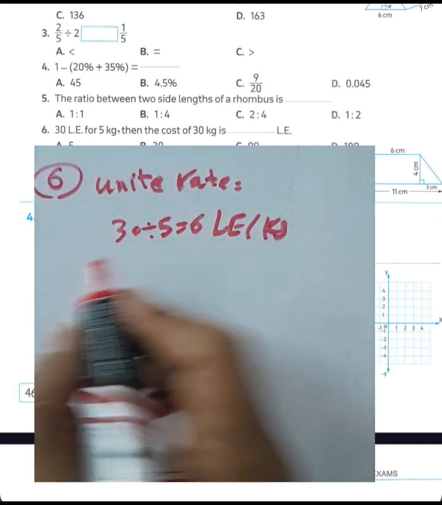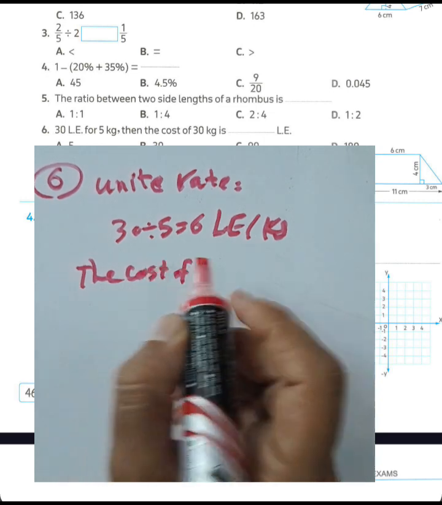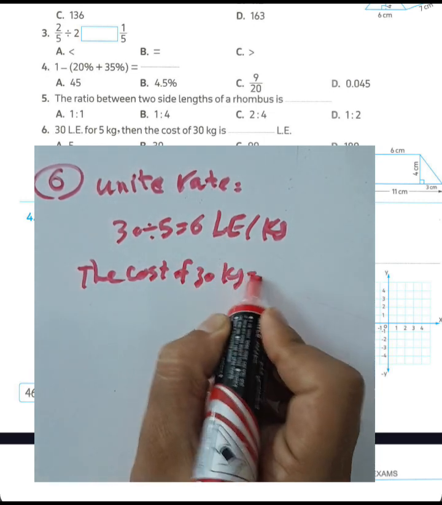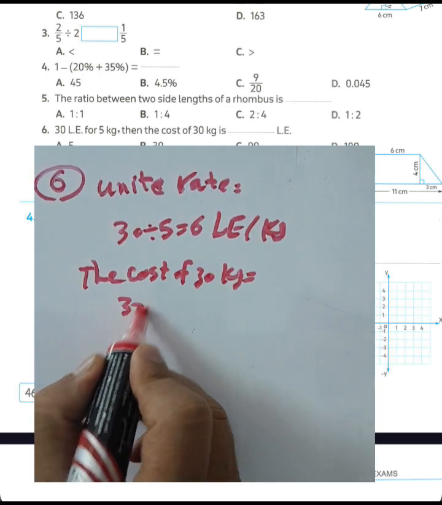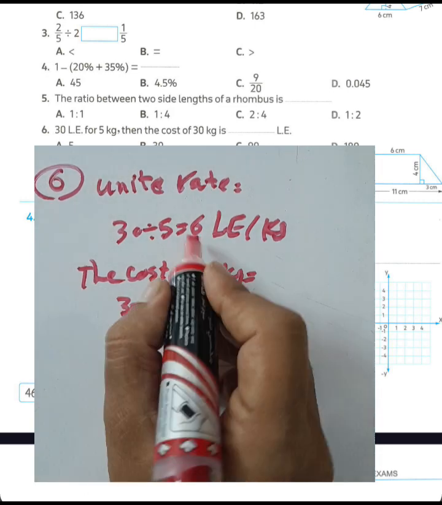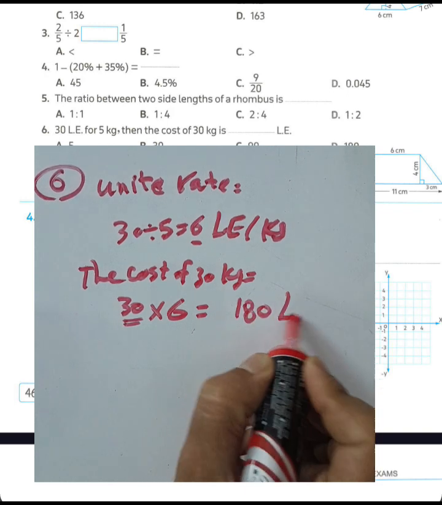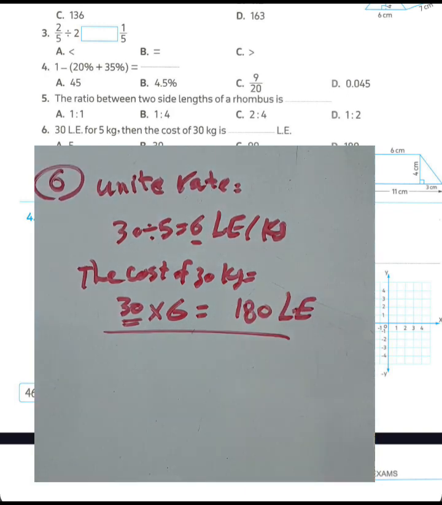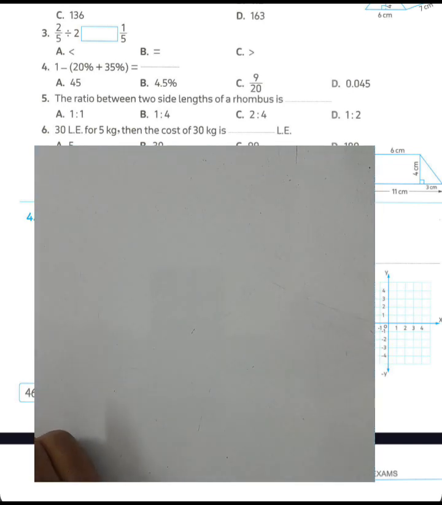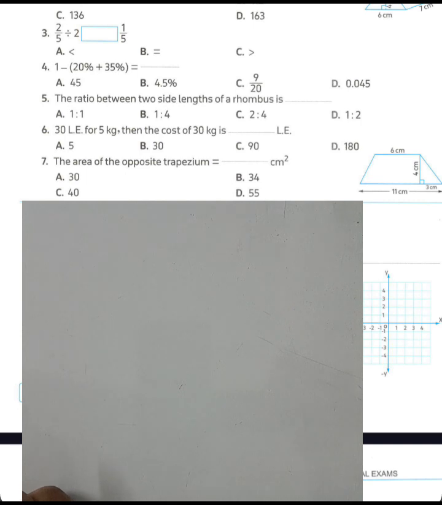Then the cost of 30 kilograms will be what? We can write 30, the number of kilograms, times the price of each 1 kilogram, 6. Then the result will be 180 Egyptian pounds. It is the cost of 30 kilograms. Okay, choose letter D for question number 6.